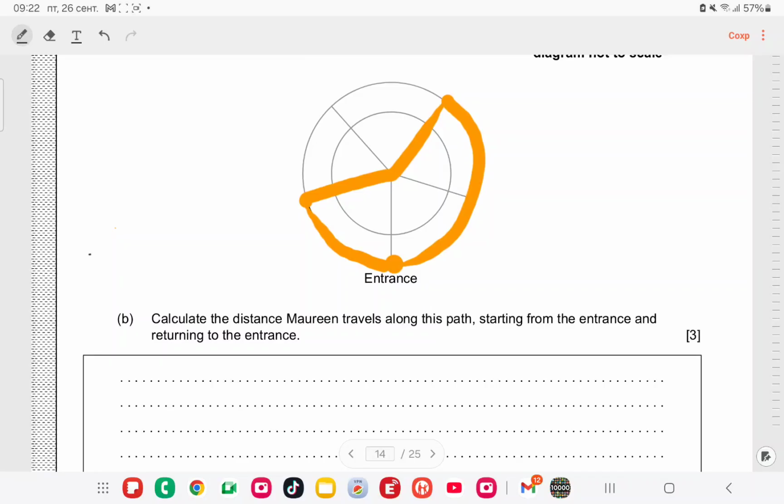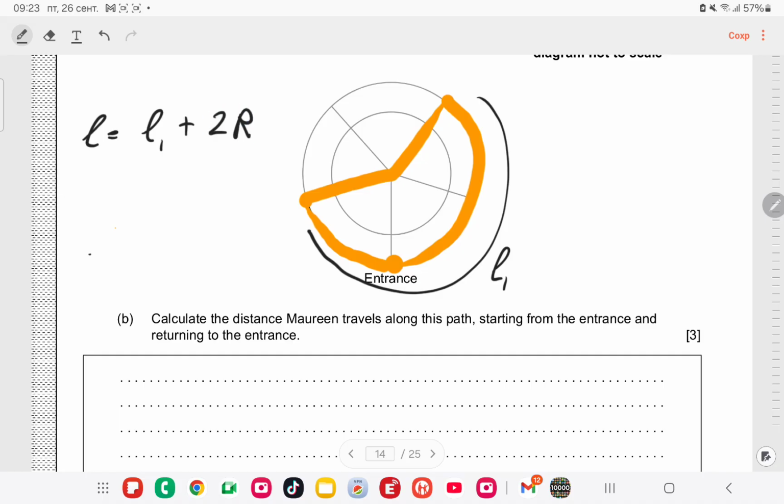There are actually several methods for how we can solve this problem, but all methods start with the same thing. We are calculating the distance. Let's say the length will be the 2 parts here. So I will call this big arc L1, plus 2 big radiuses, right? 2R. Okay. And now let's solve it separately. So first, R is clear, it is simply 4. Now the question is how to find the arc length.